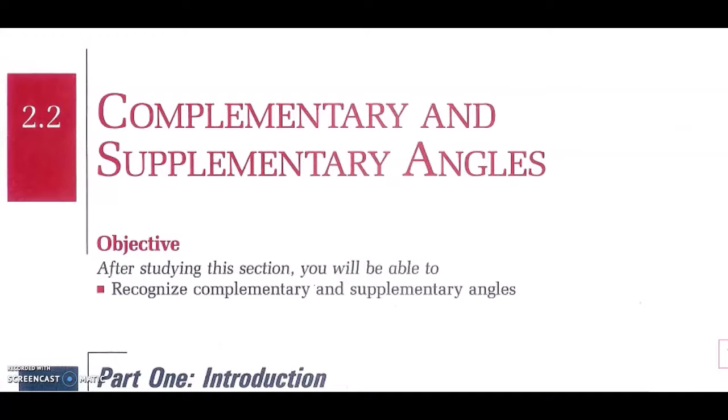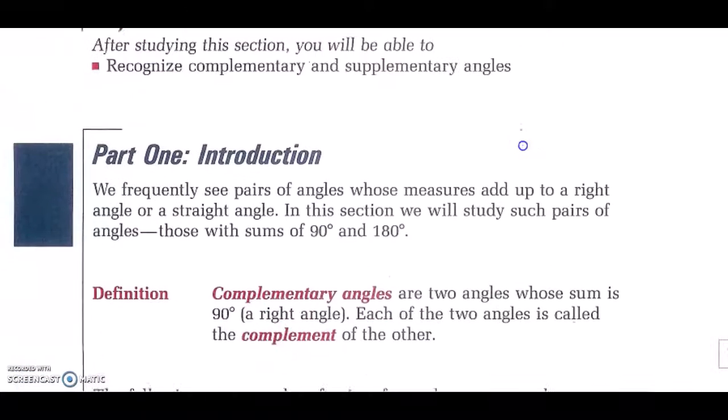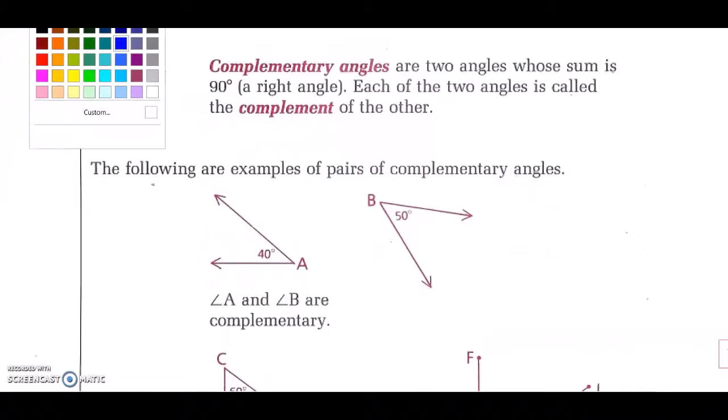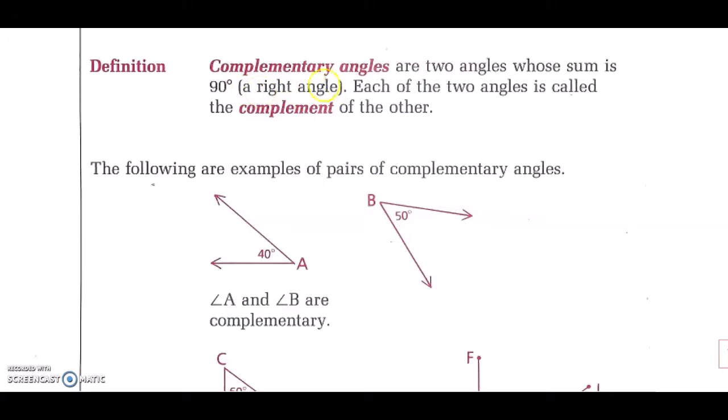2.2 Complementary and Supplementary Angles. If two angles sum to 90 degrees or form a right angle, then each of the two angles is called the complement of the other.